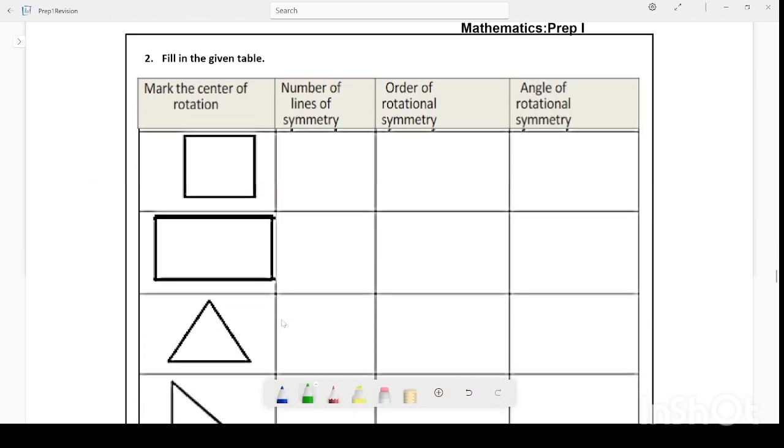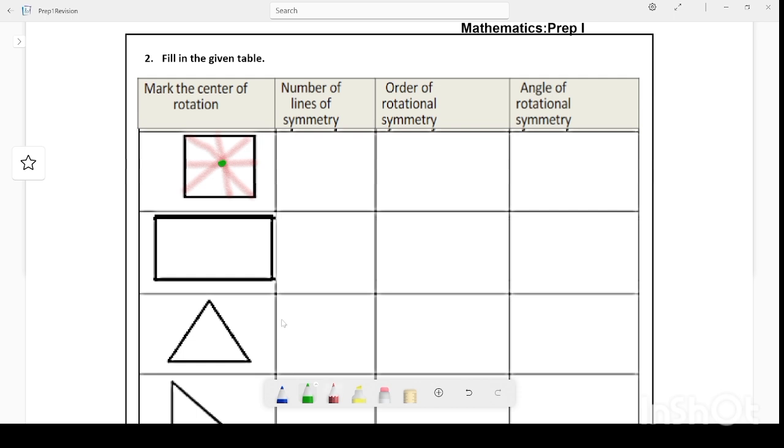Now it says to fill in the given table and mark the center of rotation. First, we have to mark the center of rotation. How will we draw it? We'll draw a line from edge to edge and then second edge to second edge. We see that these lines are crossing each other at some point. The point where the lines are crossing is the central point, called the center of rotation.